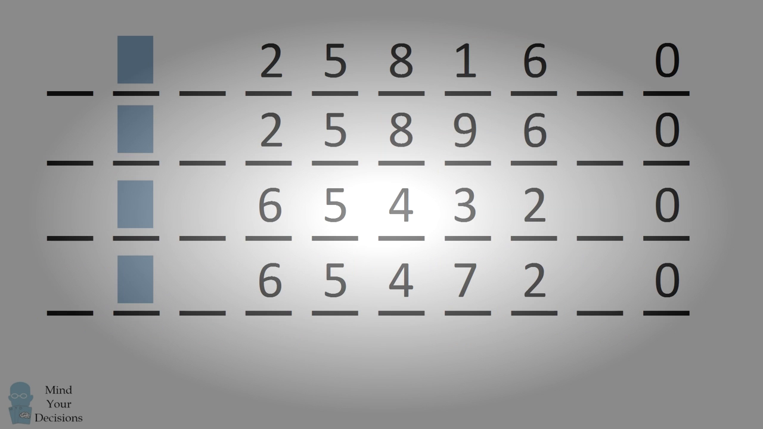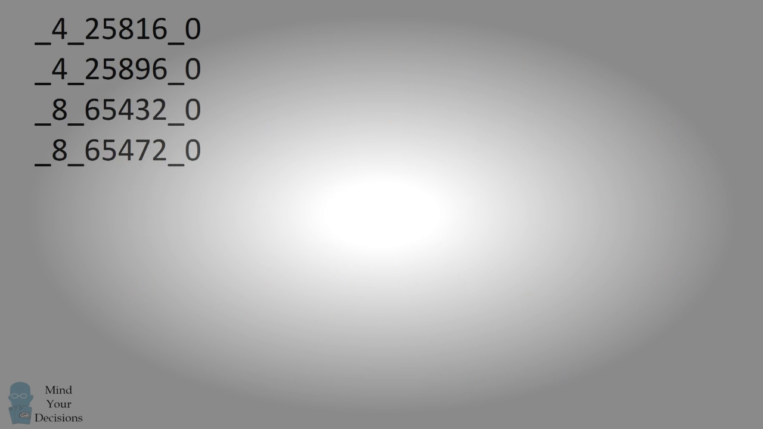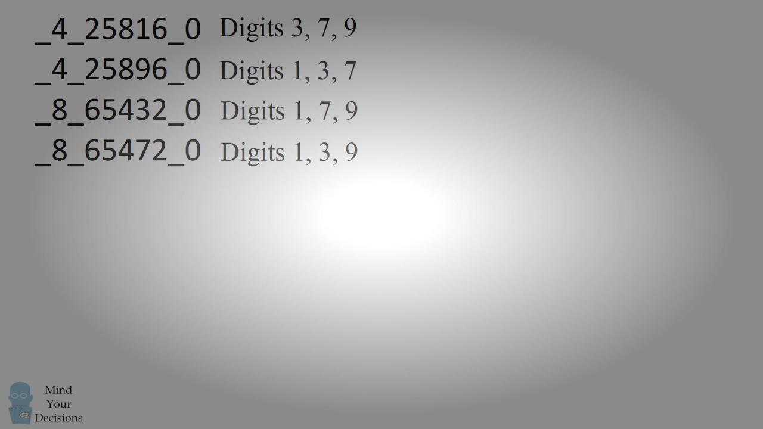So we've actually filled in a lot of digits of this number. We can even fill in one more digit. We have exactly one even number that's remaining. This has to be the last even digit. In the first 2 cases, that'll be 4, and in the last 2 cases, that'll be 8. Now we have exactly 3 digits remaining in our number. These will be odd digits. In the first case, it'll be 379, then 137, then 179, and finally 139.